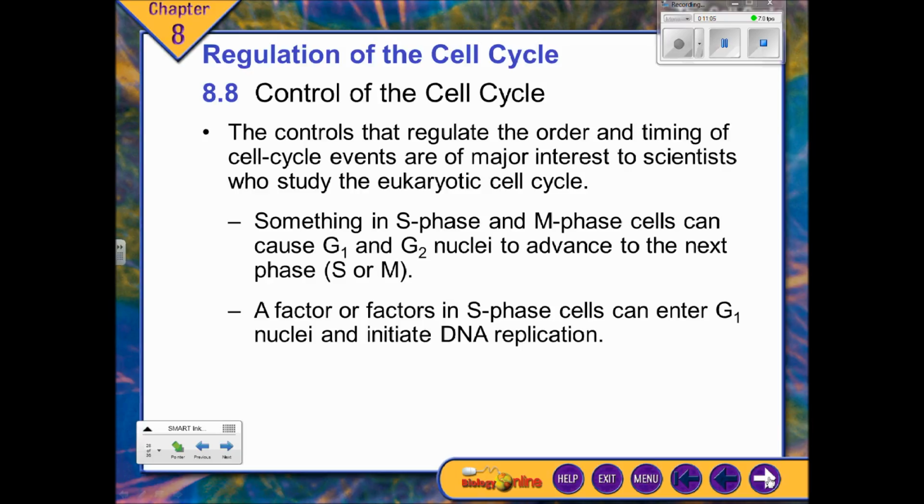The cells are dividing uncontrollably. That's the definition of cancer. Cancer is probably one of the top 3 diseases that humans are trying to fight, and we have to understand the cell cycle.